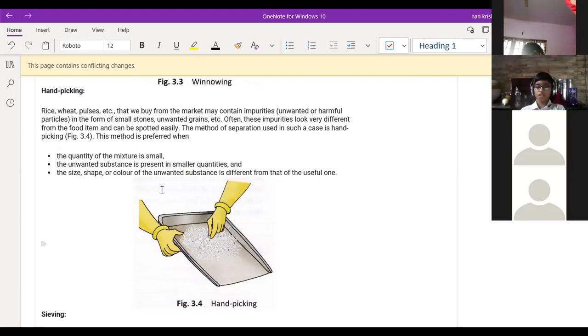Second one, the unwanted substance should be present in smaller quantities. The third one is the size of the particle should be big enough to hold by the hands. Fourth, the shape of the particles and the color. The color should be different from the useful component, then only you can easily pick up, right? If all are in the same color, we cannot identify which one is the useful or which one is the useless. If the color of the unwanted substance is different, only then can you separate them out using the hand picking process.